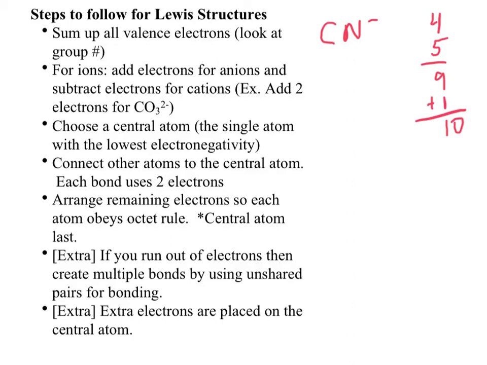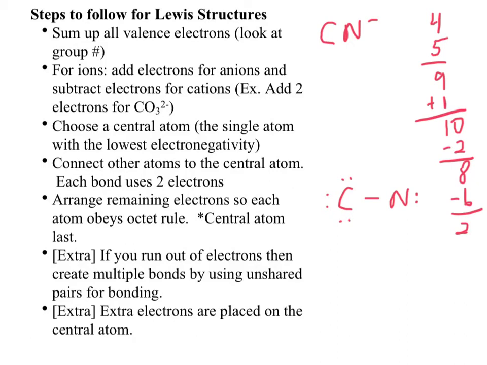There really is no central atom. We're just going to put the carbon and nitrogen side by side, and that 1 bond is going to use up 2 electrons out of our 10. That'll leave us with 8 electrons remaining. Now, in order to distribute the electrons, we're going to start on one side, and let's just start on the carbon side. So I'll put 6 electrons around there. There are only 2 electrons left over after that, and those 2 electrons we're going to put on nitrogen.